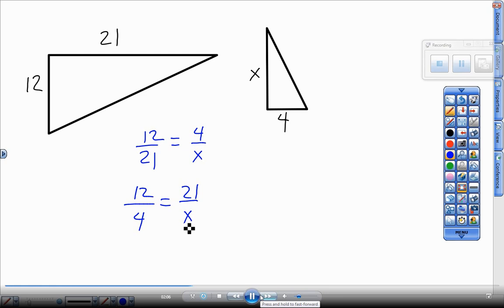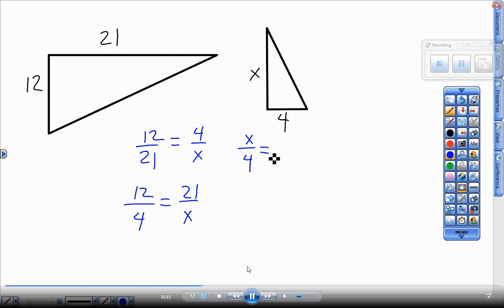I'm sorry, 21 over x. So this is the bottom of the big one over the bottom side of the small one equal to the side of the big one over the side of the small. The next combo would be x over 4. So that would be the up and down length of the small one over 4 equal to the up and down length of the big one over 12.